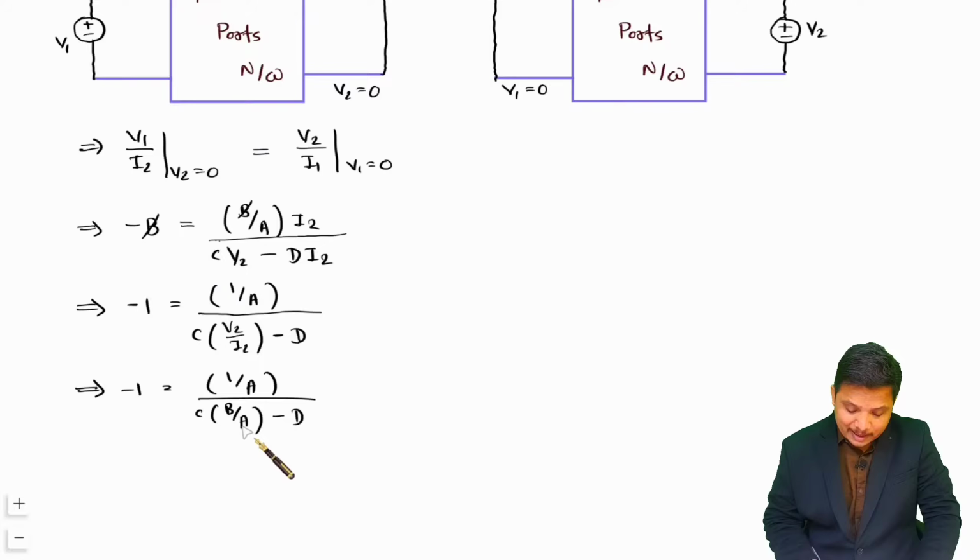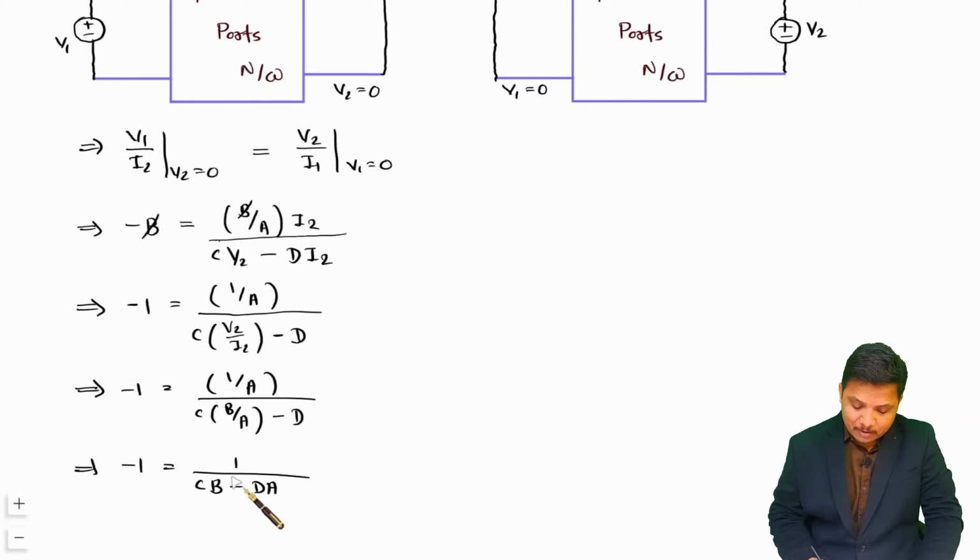So I will take A as LCM. So this A and this A will get cancelled. So you will be having minus 1 equals 1 divided by CB minus DA, right? Now I will multiply CB minus DA with minus 1. So I can have DA minus CB equals 1.